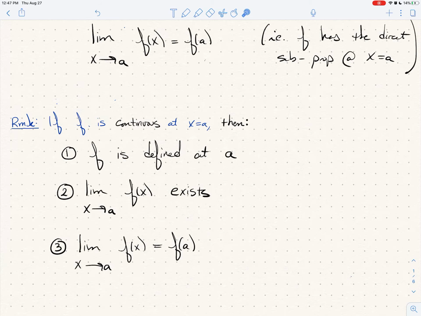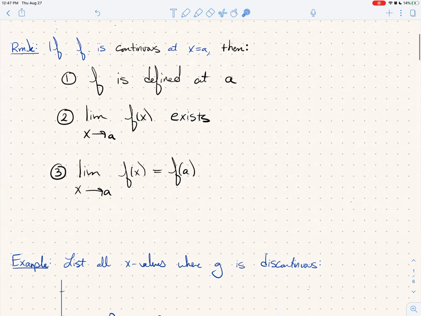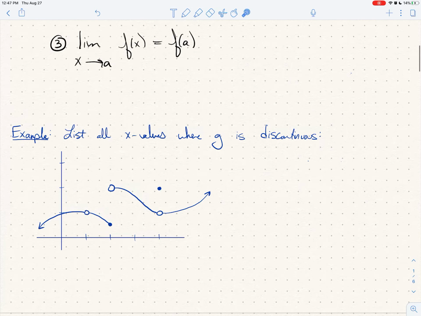Okay, so let's do an example, and we'll list out all the x values where this function g is not continuous. Discontinuous just means not continuous. And so why don't you pause the video and think about that yourself for a minute. And maybe when you say where a discontinuity is, go ahead and say why as well.